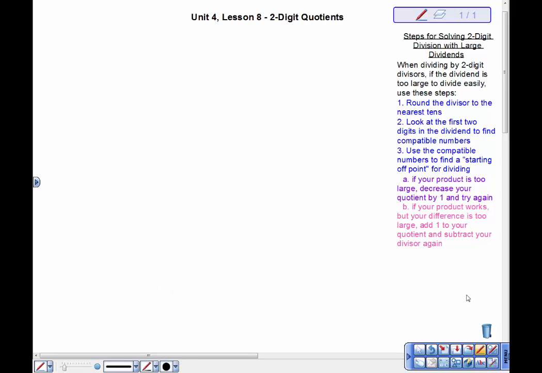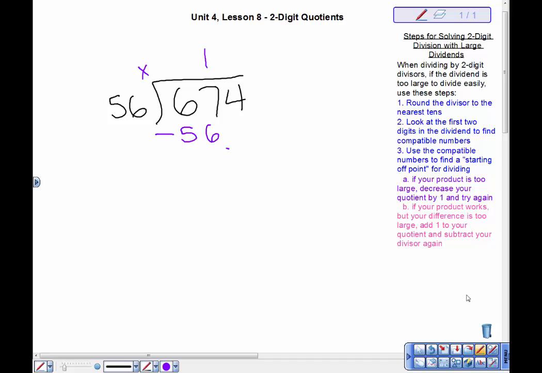Let's go ahead and do 674 divided by 56. All right, so just like we did on the last problem, 56 knocks on the door, 67 answers. I know that I can take 56 away one time from 67. If I multiply that, that gives me 56. Now I'm going to subtract.